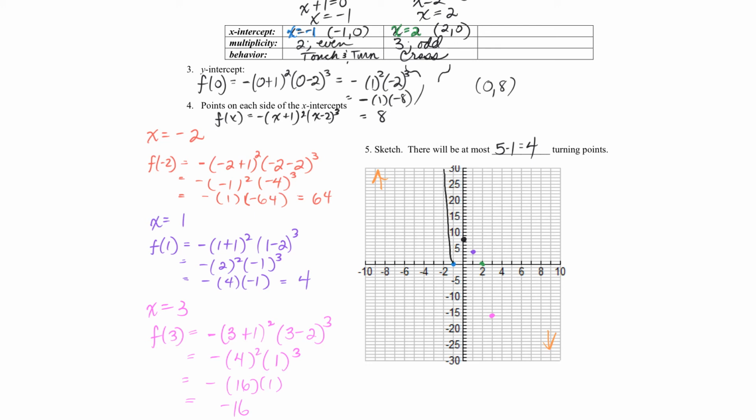It's coming down, touch and turn, come up at some point, turn around. It's going to cross and then head back down, right? So there's my rough sketch of that 5th degree polynomial. And notice that I didn't make it go straight across here because of the multiplicity of 3. I know it's going to flatten out a little bit there.